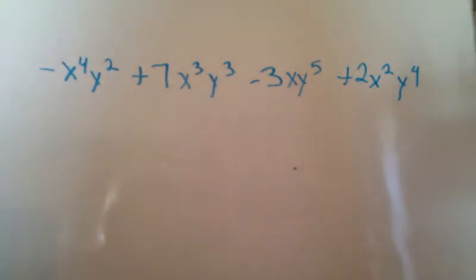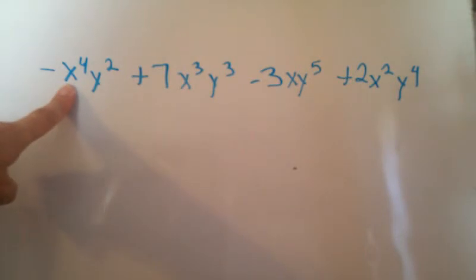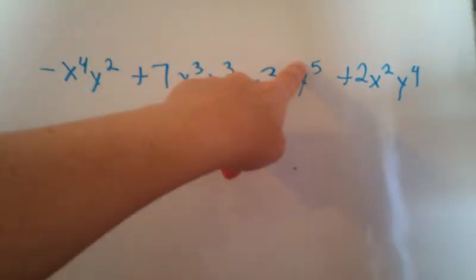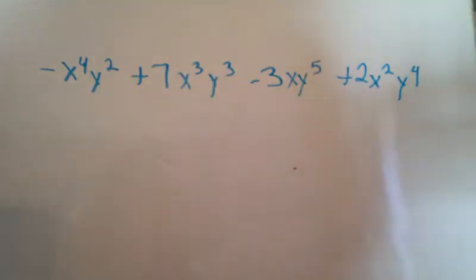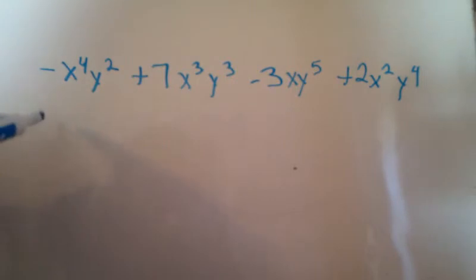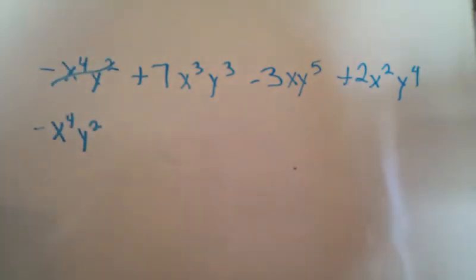Okay? And remember, we look at the first variable. What's the first variable? The first variable is x. So which number is larger? Look at the exponents. What's larger? 4, 3, 1, or 2? Remember, we're only looking at the x. The largest number by the x is 4, so that term goes first: the opposite of x to the 4th y squared. That one's first. Now look at the remaining ones.